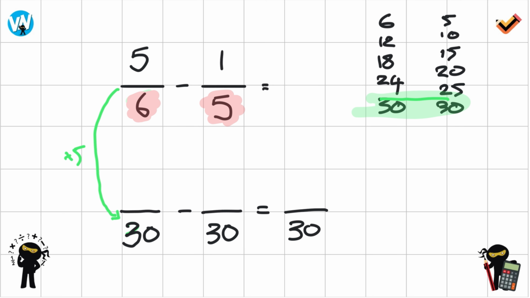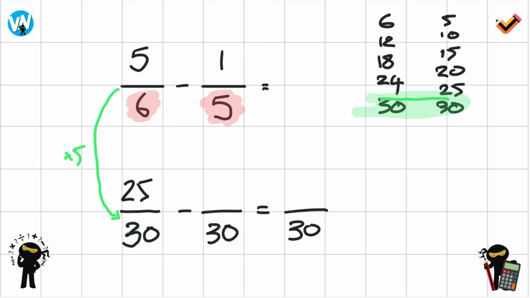So I need to multiply my numerator by 5. So 5 times 5 is going to be 25. You can see how you could do this quite quickly without all my explanations. And then over here, how do I get 5 to 30? Well, 1, 2, 3, 4, 5, 6. 5 times 6 is 30.